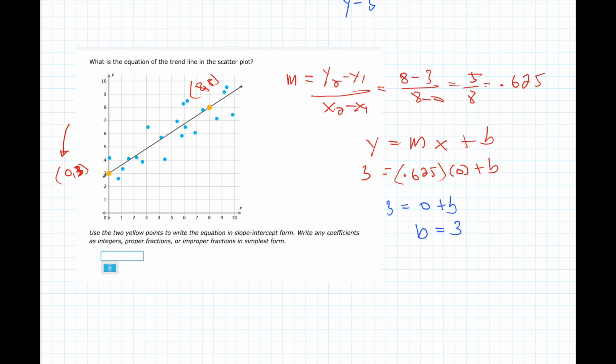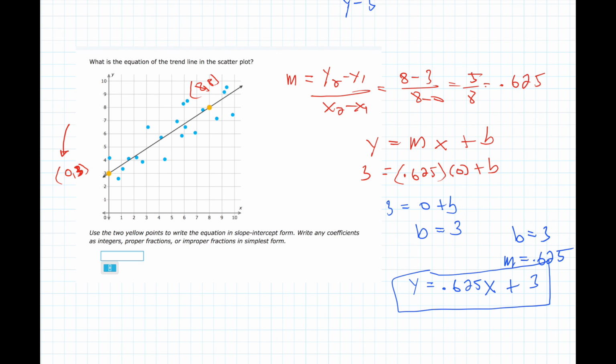So now you have your b. So we have our b is equal to 3. We also have our slope from before, which is 0.625. So now we can put the whole thing back together again. Don't forget the x. mx plus, and then plus 3. See, so now we can make predictions. We can make predictions about things that aren't any of those blue points. Any questions? Any more questions on this?